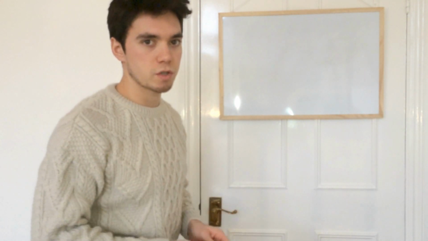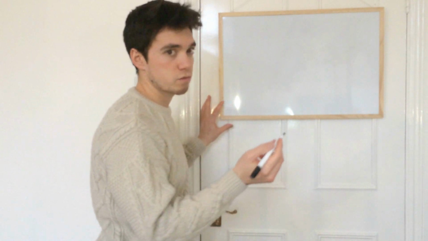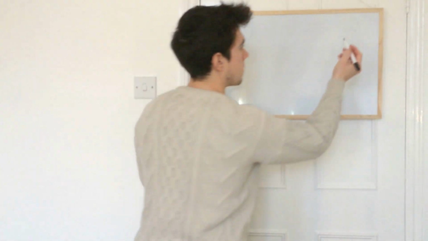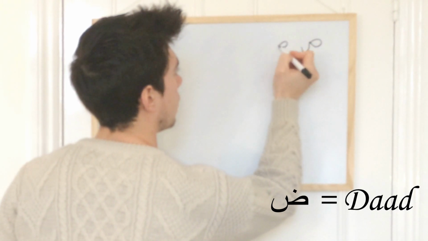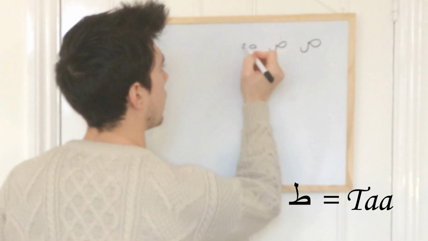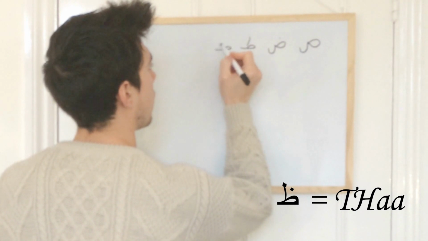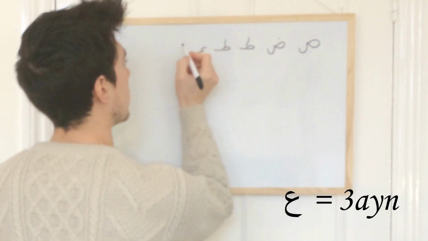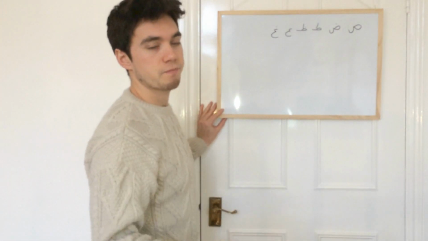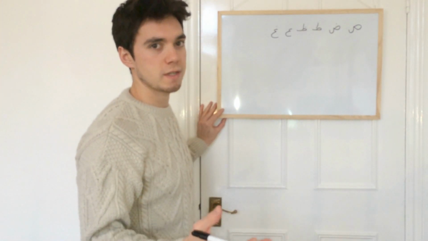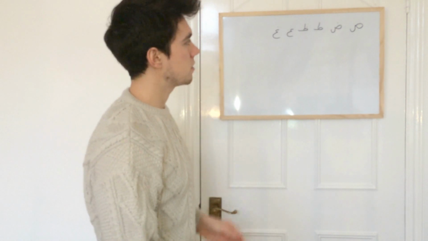So I'm going to write that down. So the next 6 letters are these. I'll say them as I write them, okay? Saad, Daad, Taa, THaa, ayn, ghain.